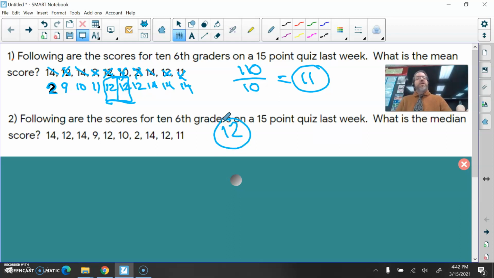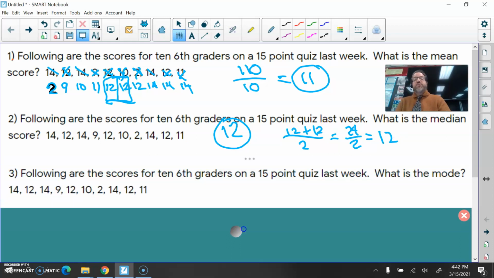But if you wanted to be all official, you could average those two numbers. Add them up, 12 plus 12, and then divide by 2 since you're averaging those two numbers in the middle. Well, that would be 24 divided by 2, which is 12. So that's our median.